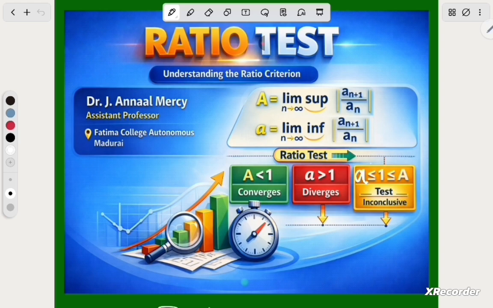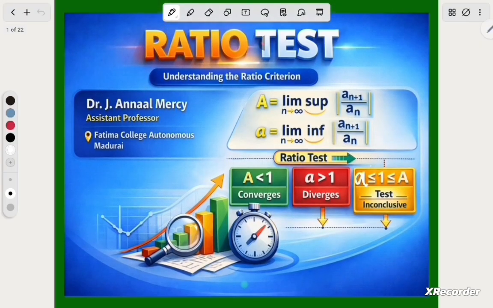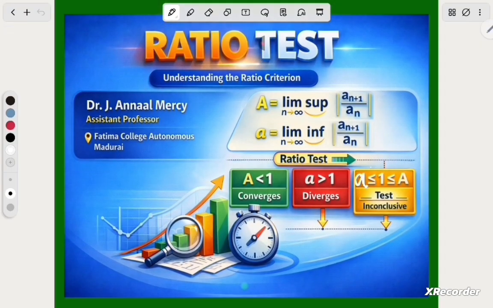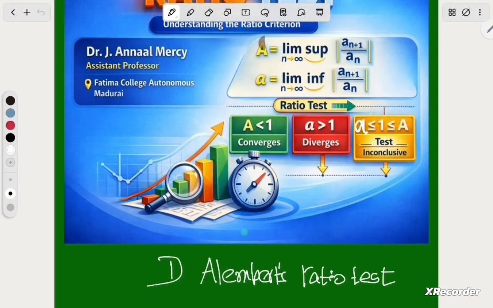Whenever you take a series of real numbers, you take the limit supremum of this ratio to be capital A, and small a is the infimum of the ratio a_{n+1} by a_n. According to the values of a, we can conclude about the series nature. We are going to learn about this through this theorem, which is otherwise called D'Alembert's ratio test.